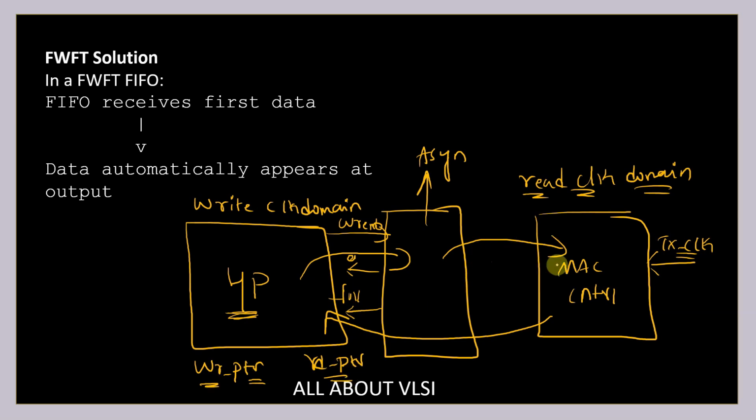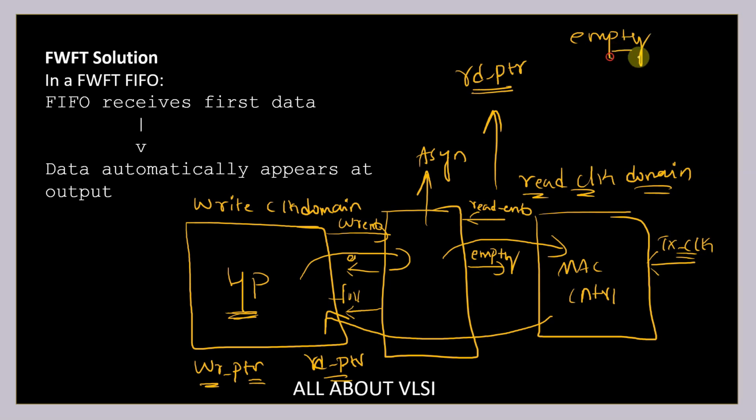In the same way, the MAC controller is going to have access to the empty signal, and it is going to provide the read enable signal. The read side has access to the read pointer. If this read clock domain wants to generate the empty signal, it should have access to the write pointer, which is present in the write clock domain. So the write clock domain is going to pass this write pointer to the read side so that it can calculate the empty condition. This is what we are going to do.